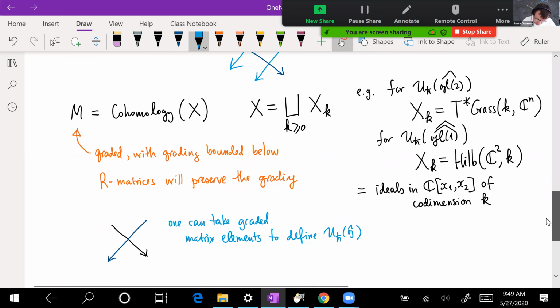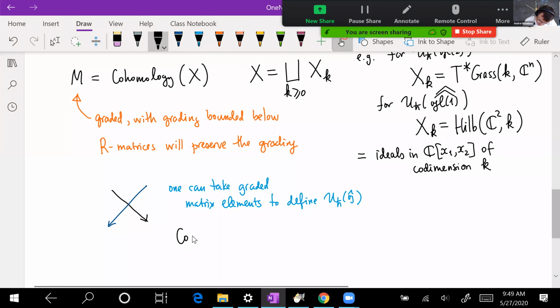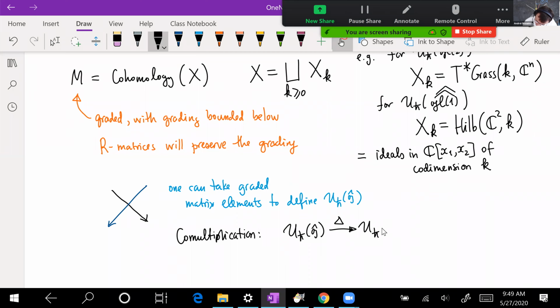This co-multiplication will in principle send this algebra not to its tensor square, but to a completed tensor square, in the sense that you allow infinite combinations, but the combinations are such that they kill a vector of any given degree.